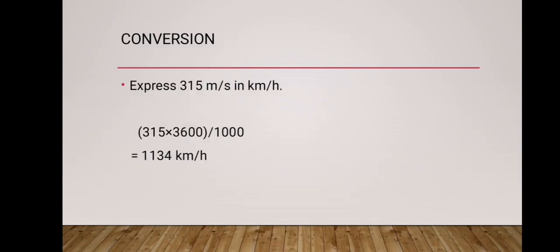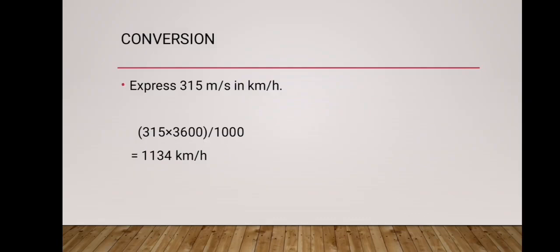Let's have a look at the converse of it. What if we have to convert a speed from meter per second to kilometer per hour? We have to do the converse of what we did in the previous slide. So for this one, we will multiply it by 3600, whereas we are going to divide this by 1000. So if you simplify the whole thing, you will get 1134 kilometer per hour. So this way, we have converted speed from meter per second to kilometer per hour.